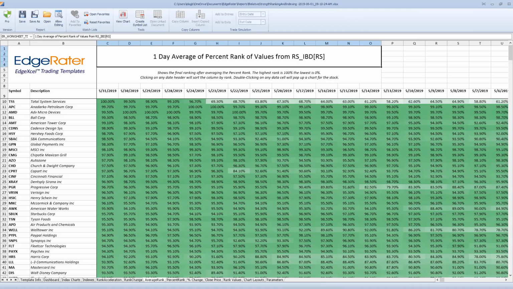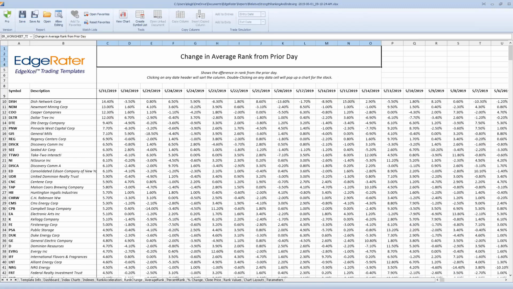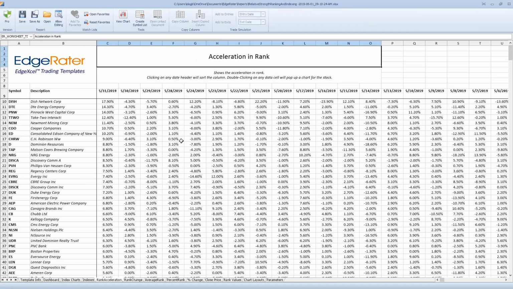And then we get into some of the other sheets that go into calculating that dashboard. So that will be the rank change in the average rank from the prior day, and rank acceleration, which is acceleration in rank from the prior day. And what I find, this is the majority of the new work has gone into this next section, which is calculating indexes from these rankings.